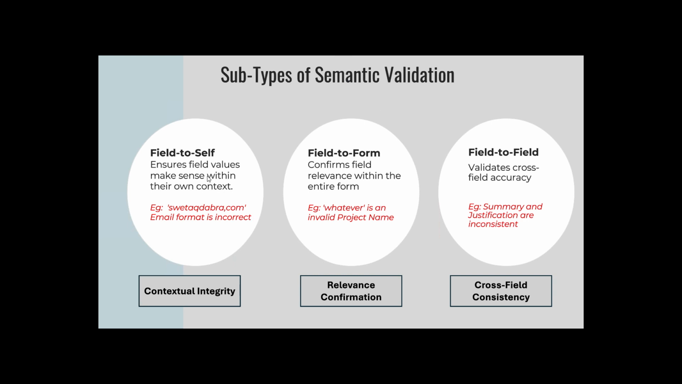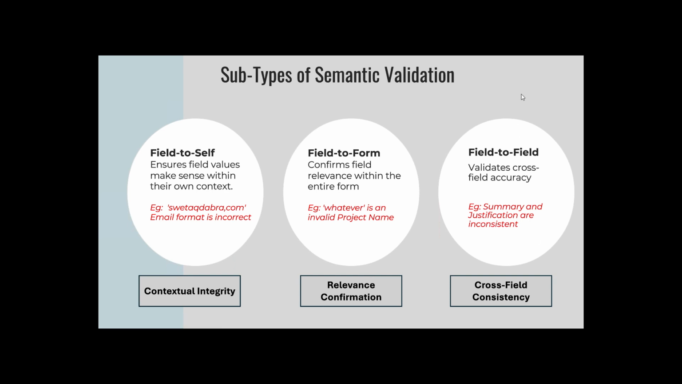So here are the subtypes of semantic validation. One is field to self validation that maintains the contextual integrity. We saw in our demo when I added this email in the email field, it says no, the email is incorrect. So this is the field to self validation. The next is field to form validation. One example that we saw is project name. When I added whatever I don't care value in the project name, we got the validation error there. So it analyzes the entire theme of the form and then processes the validation.